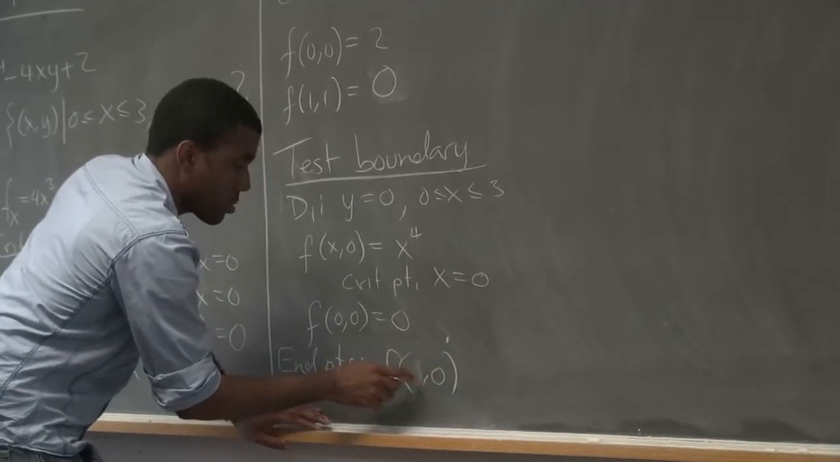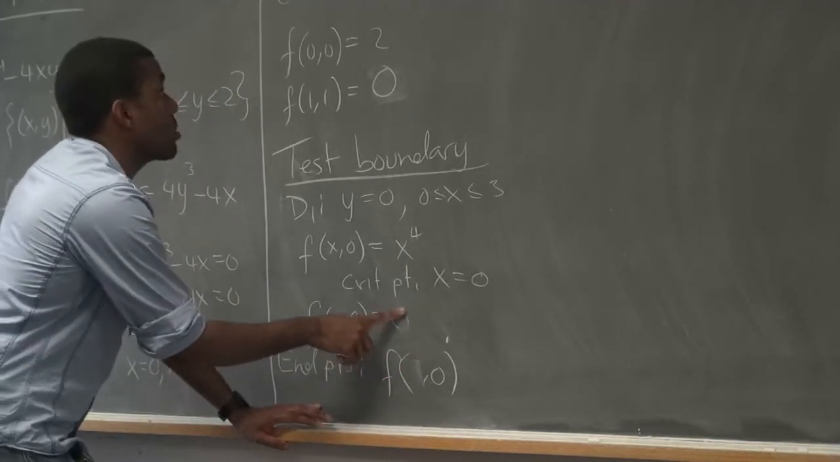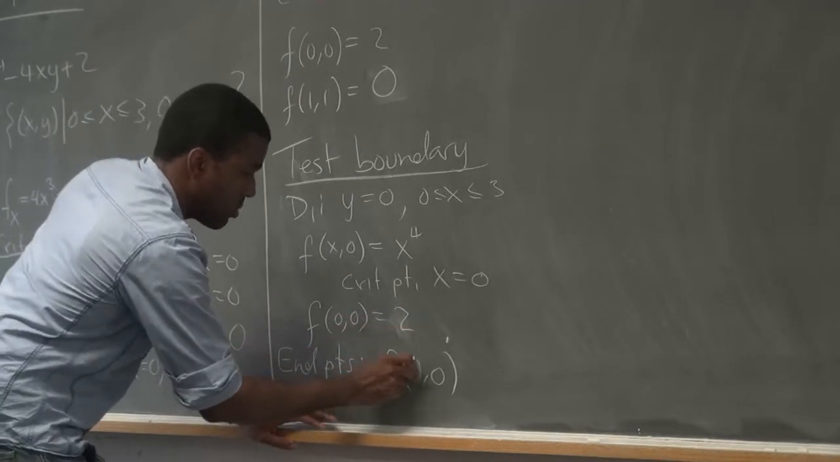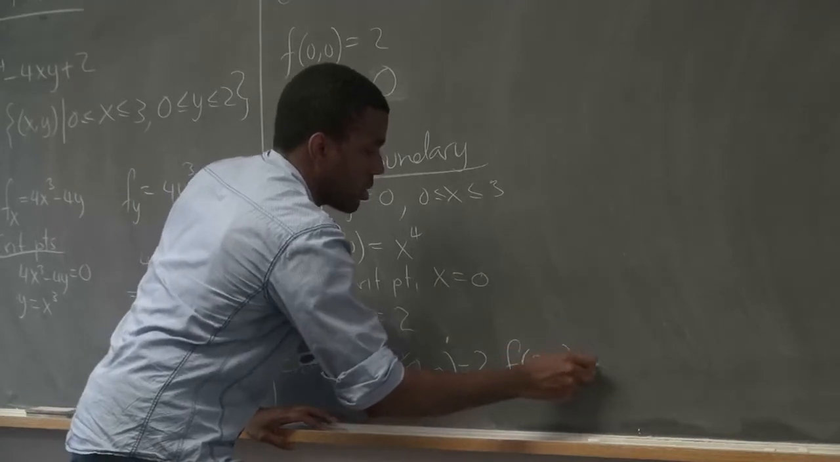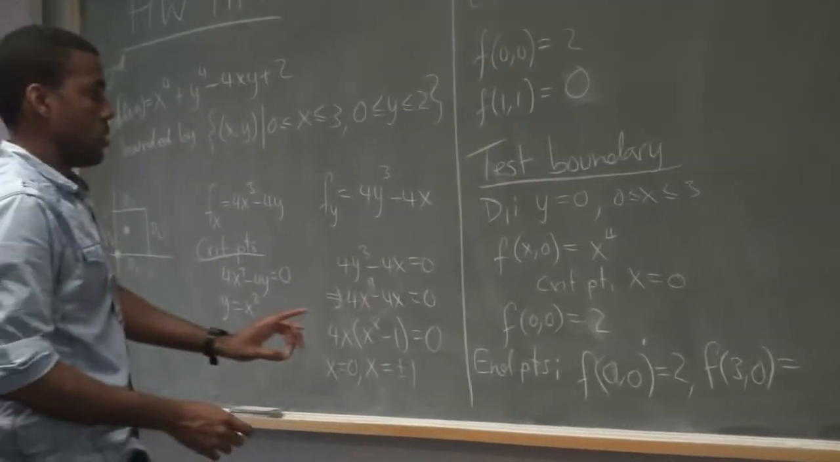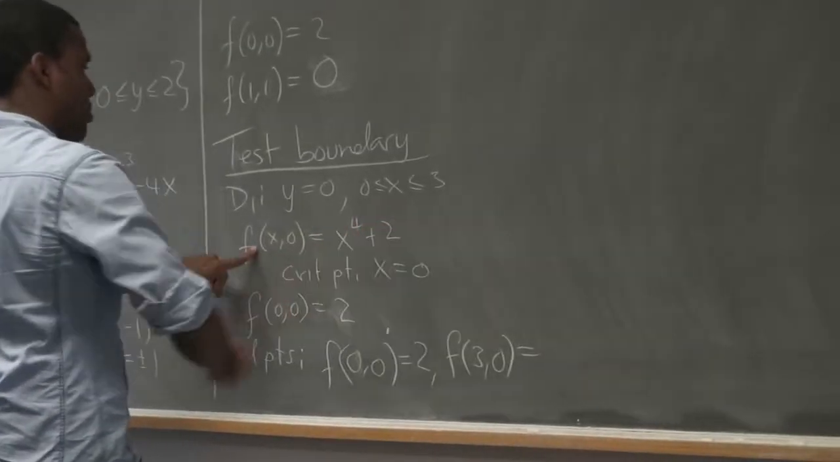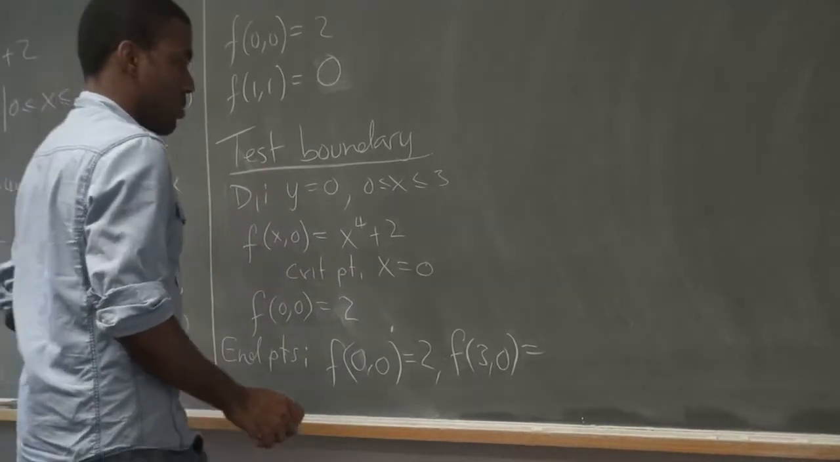Isn't f of 0, 0 equal to 2? Yes, I had to. So here I'm going to test f of 0, 0 again. I get 2, f of 3, 0. And I would get, wait, oh, I'm missing the plus 2, that's why. Okay. Now f of 3, 0 is 3 to the 4th plus 2.